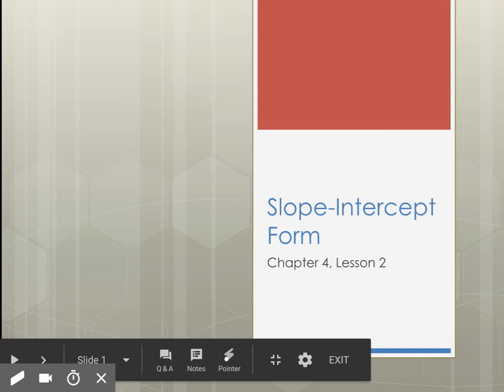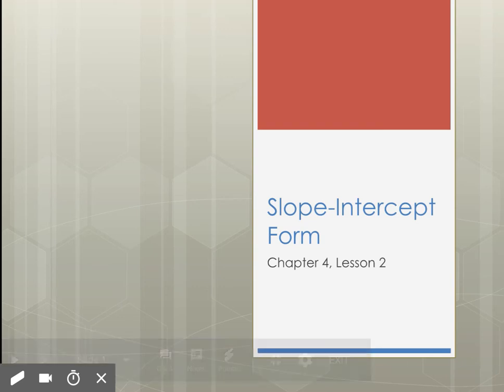Okay, today we are working on slope-intercept form. This is chapter 4, lesson 2. You should be following along with your reteach 4.2. Remember to jot down any questions you might have so that tomorrow in class you can ask them.